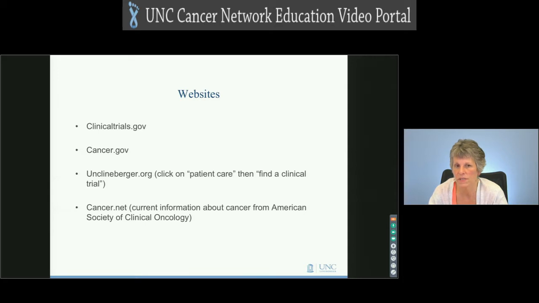Cancer.gov is another great website. The Lineberger website is really helpful if you're looking for a specific trial locally. We have multiple centers here, and some of our other affiliates within the state are also running some of these trials, so they don't have to travel here. It might be something that's open right down the road from where you are or even at your facility. And then finally, cancer.net was one that I stumbled upon as I was looking, and they try to keep information current from some of the talks and things at ASCO.